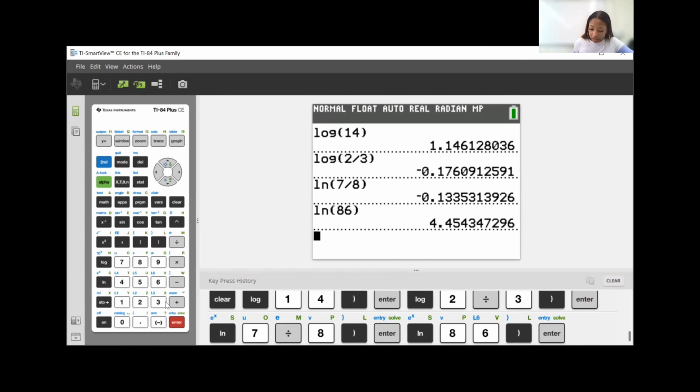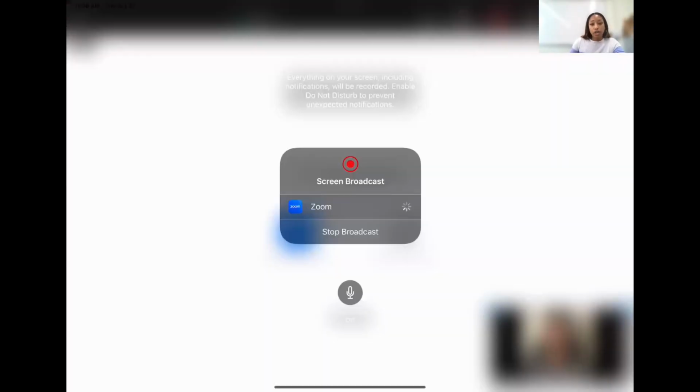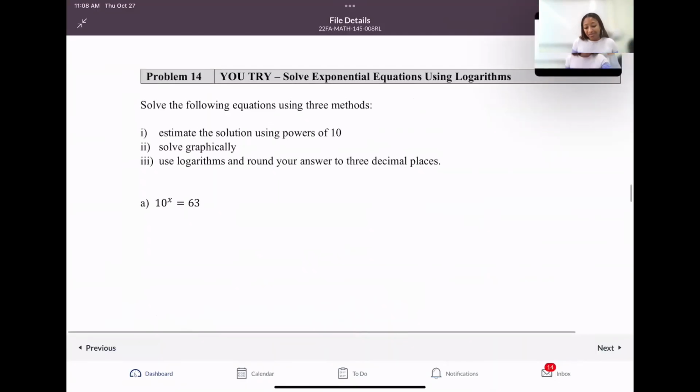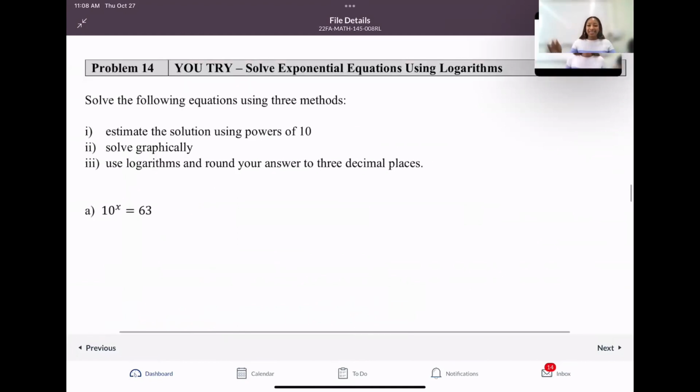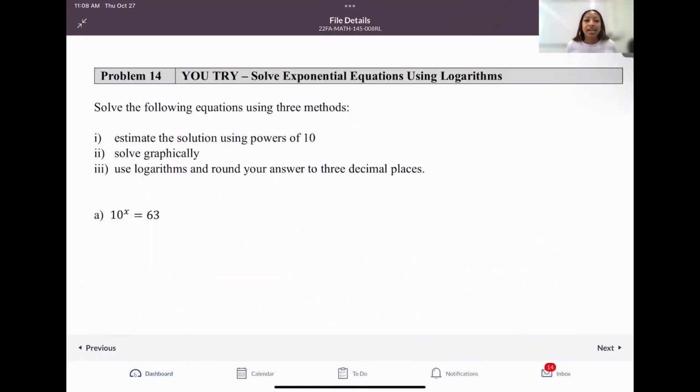ln of 86 is 4.454. All right, now that we know where to find these things in the calculator, I'm going to stop sharing here and go back to our workbook and look at how we can use calculating these types of logarithms to solve exponential equations. So this is my favorite part. Dun, dun, dun, dun, the grand finale.